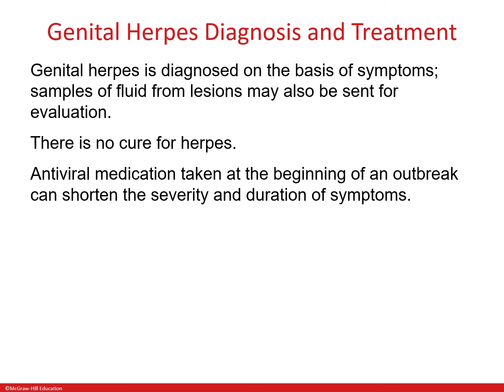There is no cure for herpes. Once infected, a person carries the virus for life. Antiviral drugs can be taken at the beginning of an outbreak to shorten the severity and duration of symptoms. Currently, there is no vaccine to prevent herpes infection, but research is ongoing.